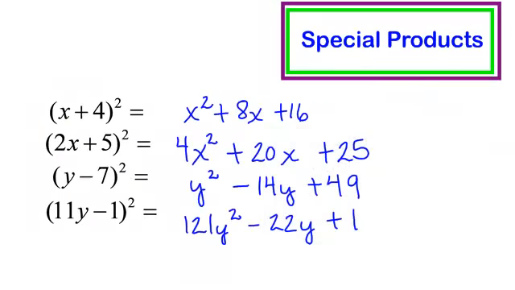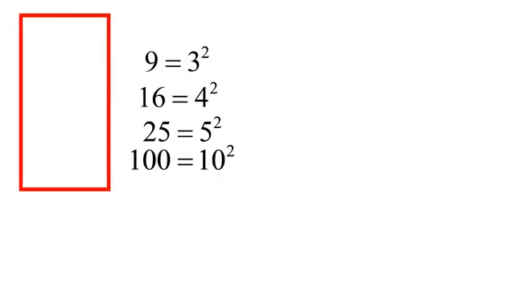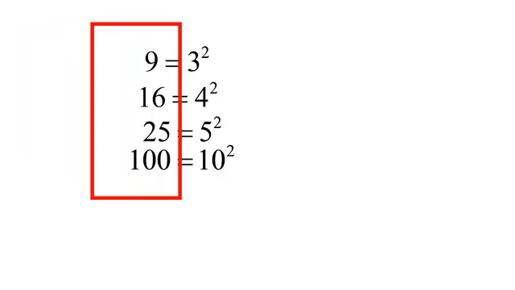Okay, so here are the answers. Did you notice anything when you were multiplying these with FOIL? Let's look at something. 9 is equal to 3 squared. 16 is equal to 4 squared. 25 is equal to 5 squared. 100 is equal to 10 squared. All of these numbers are perfect squares. I can think of a number and multiply it times itself and get these numbers.